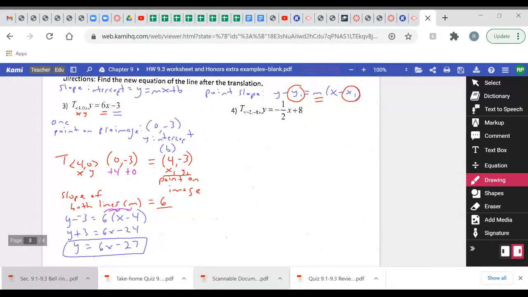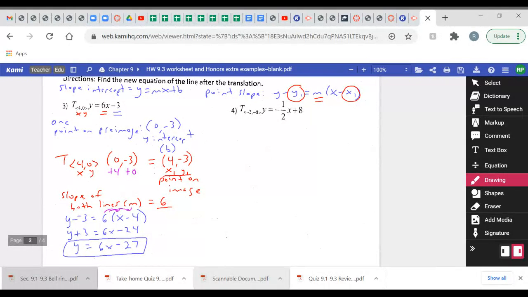Again, that whole line got translated by 4, 0, but it still has the same slope. It just got shifted 4 to the right. Every point on the line got shifted 4 to the right. But we could do it without actually graphing it. If you want to graph the original line and then graph the new line, then you could certainly do that.